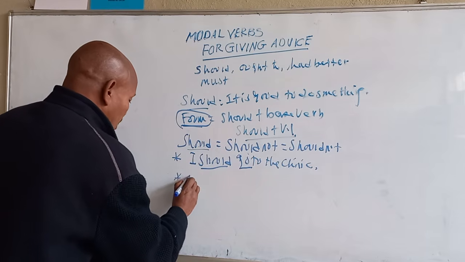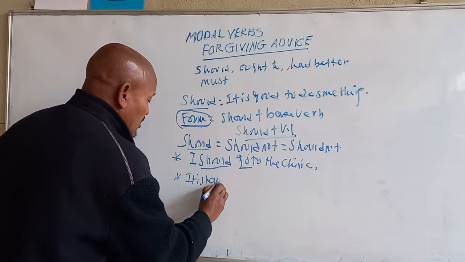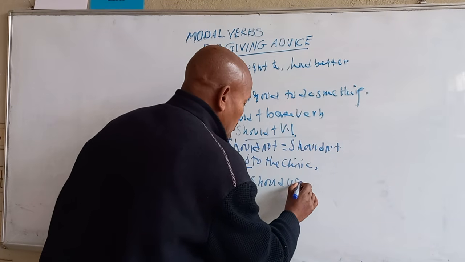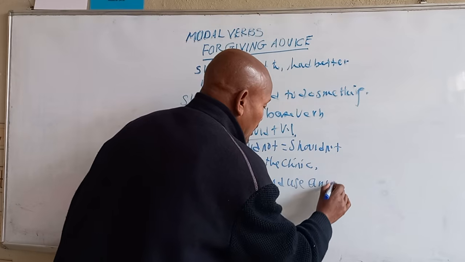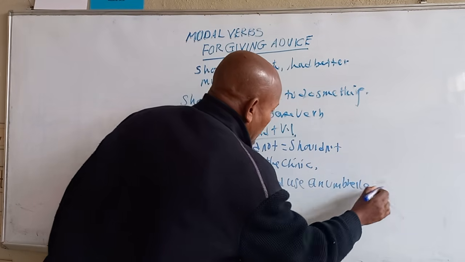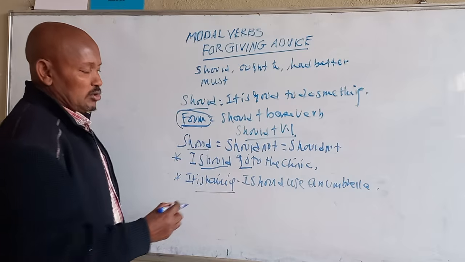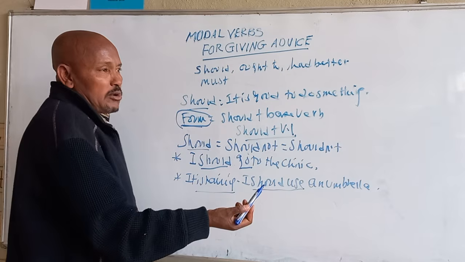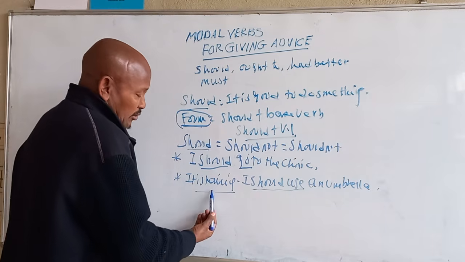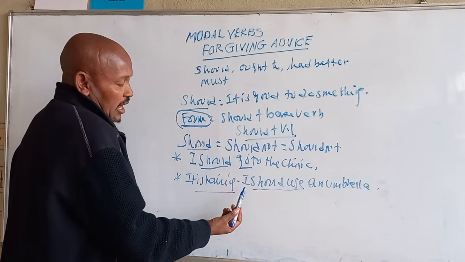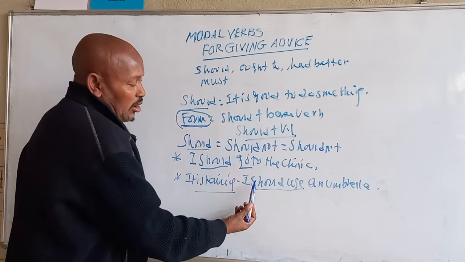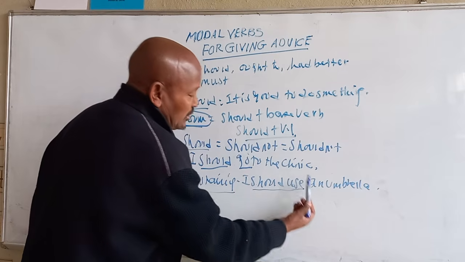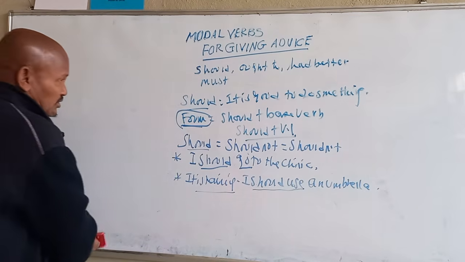Look here, it's raining. It's raining, so I should use an umbrella. This is a piece of advice, because I want to save myself from the rain. So this is the way that we use should. Should plus base verb, not an infinitive verb, is appropriate to give advice. So should has such a function.